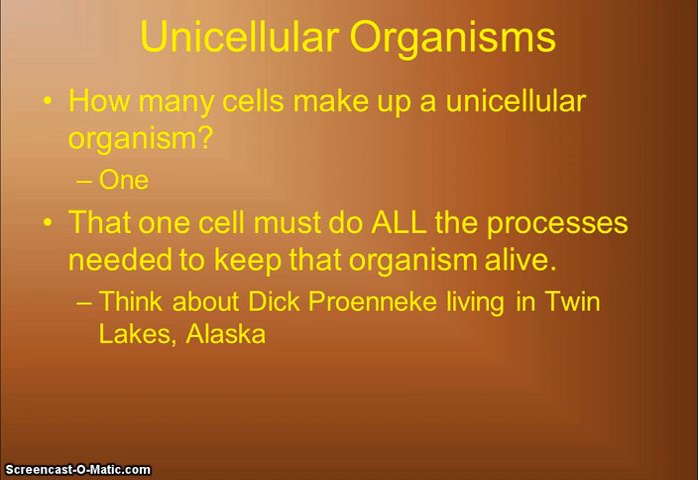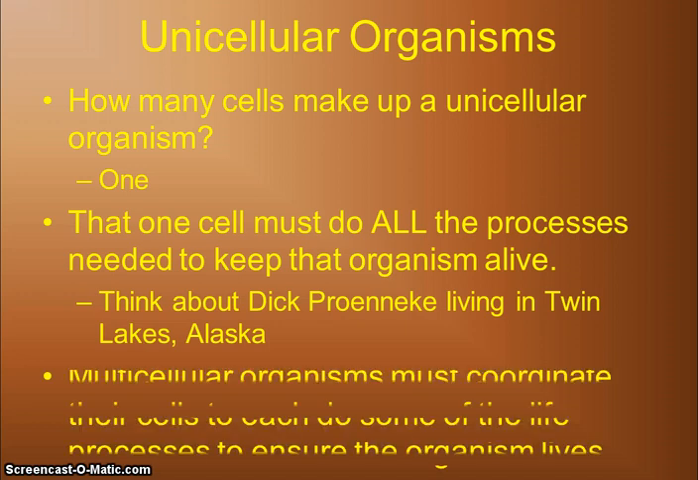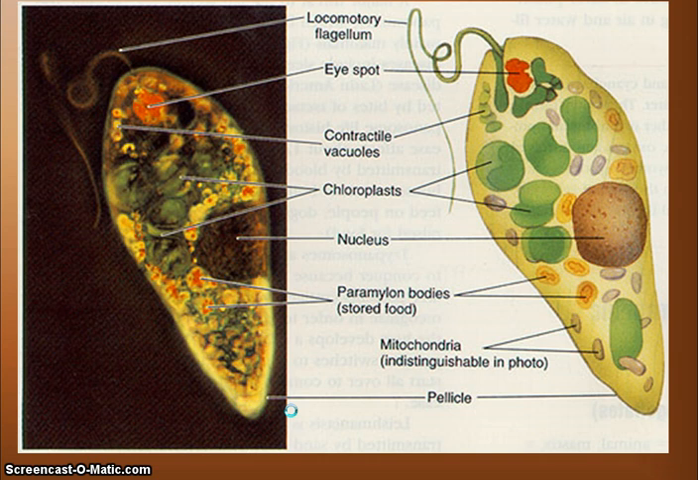That's what life is like for a unicellular organism. That one-celled organism, like the one you see up here, has to be able to do everything for itself. It can't rely on other cells to do things for it. It has to do everything. So what we have here is a euglena, and on the left is the actual microscopic image of it. And these are found in ponds and lakes, fresh water, things like that.